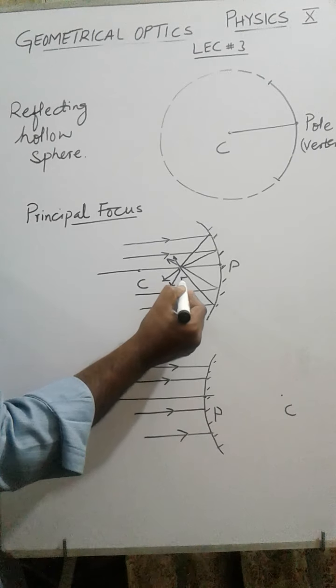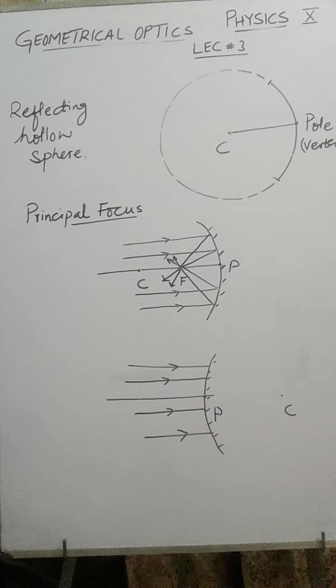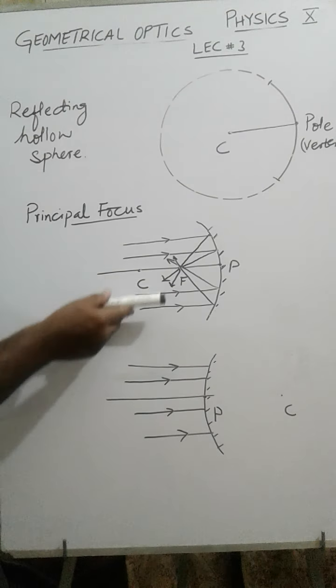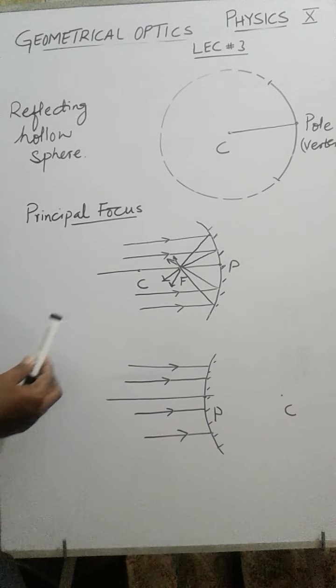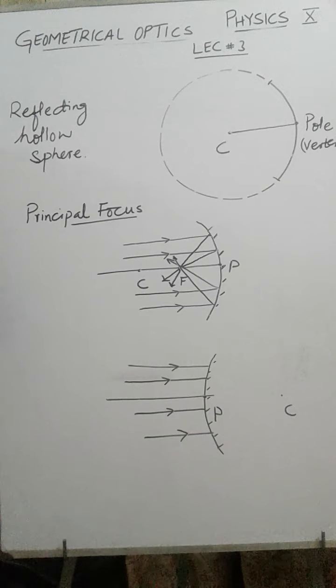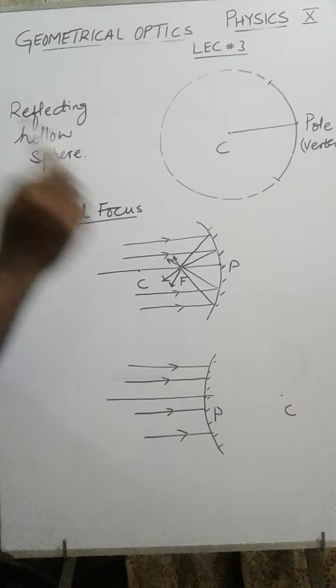So this point F is known as the principal focus. Rays of light parallel to the principal axis, after reflection from a concave mirror, converge to a point. Converge to a point means they will meet at a single point. This point is known as the principal focus of the concave mirror.